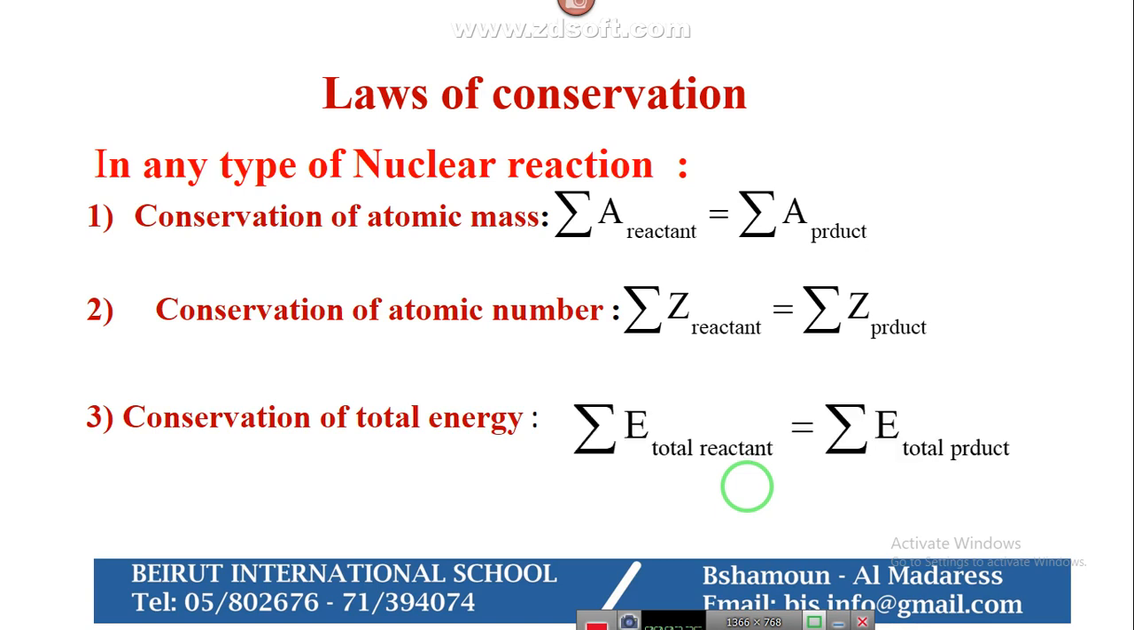Also, we have conservation of total energy. This means that the total energy of the reactants is equal to the total energy of the products. Like what we said in the last chapter, we have three conservation laws: conservation of atomic mass, conservation of atomic number, and conservation of total energy.